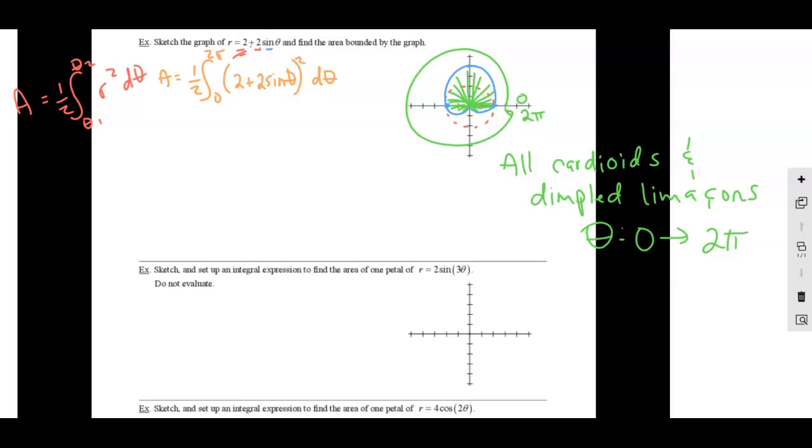So if it's non-calculator, we're just going to set up the integral. We're not going to evaluate. Or if it actually does want us to evaluate, we'll use the calculator. But just for the sake of seeing one example of how it would be done, let's multiply this out and let's do it by hand.